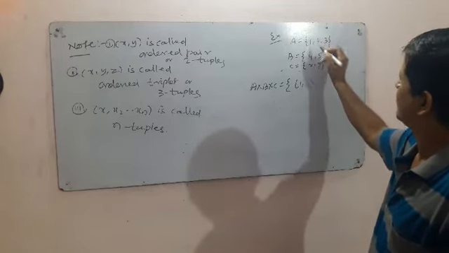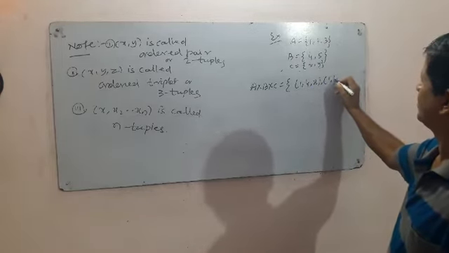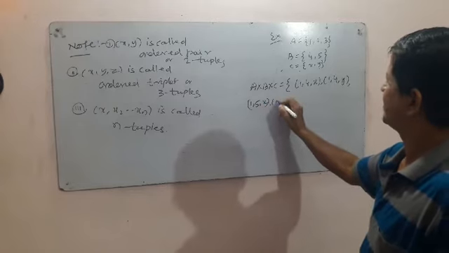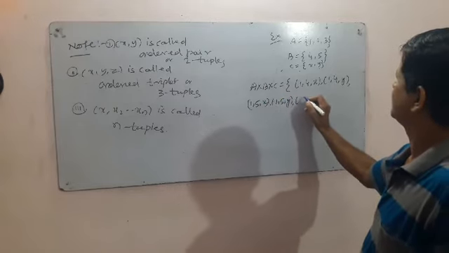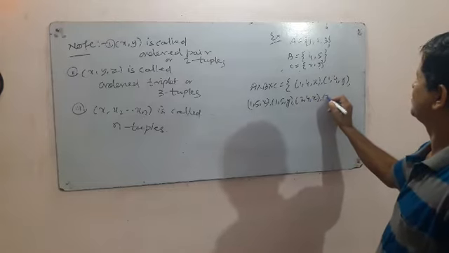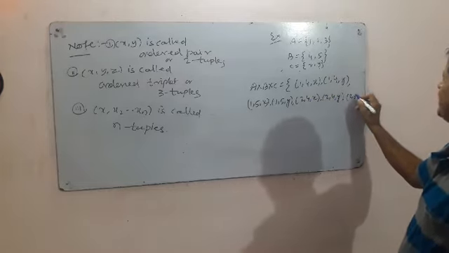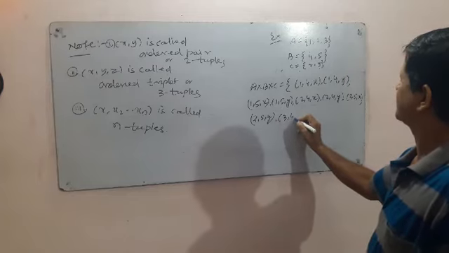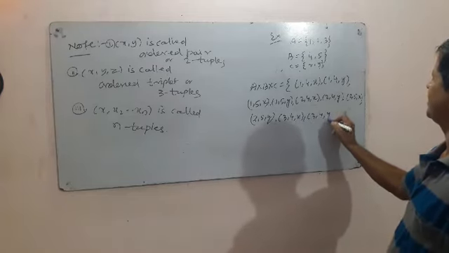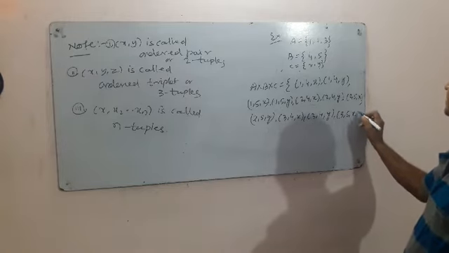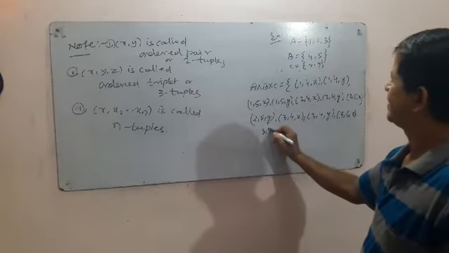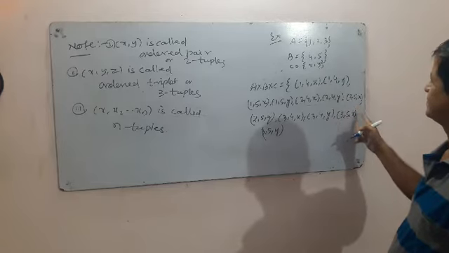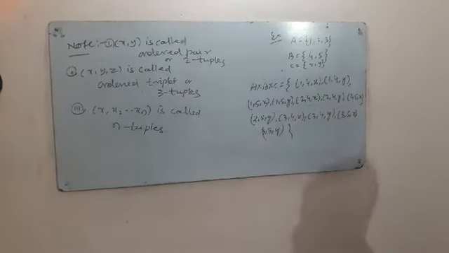(1,4,x), (1,4,y). Next, (1,5,x), (1,5,y). Next, (2,4,x), (2,4,y), (2,5,x), (2,5,y), (3,4,x), (3,4,y), (3,5,x), (3,5,y). This is all about A cross B cross C.